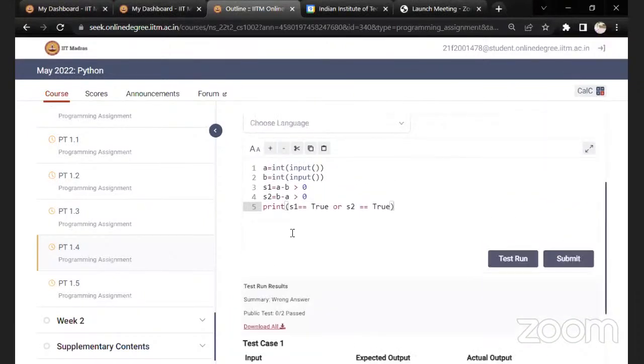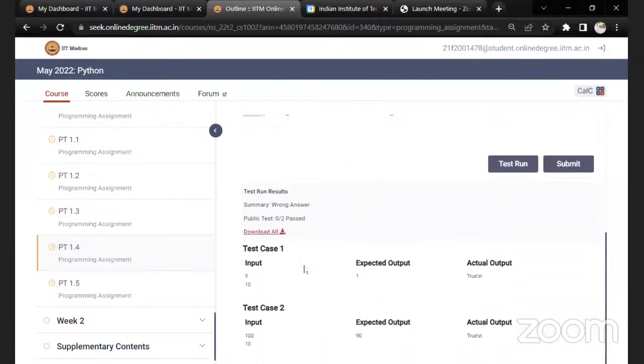See, if you are printing S1 equals to 2 or S2 equals to true, then that's going to print only true, right? Can you scroll down? Show me your output. See, it's going to print only true or true. But then the expected output is the absolute value.